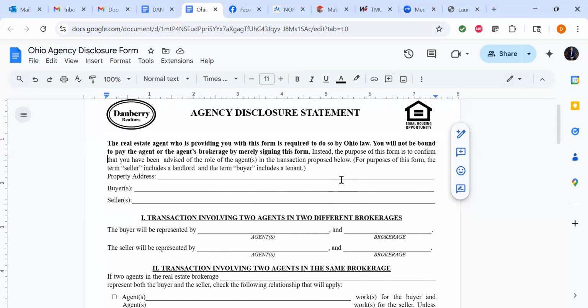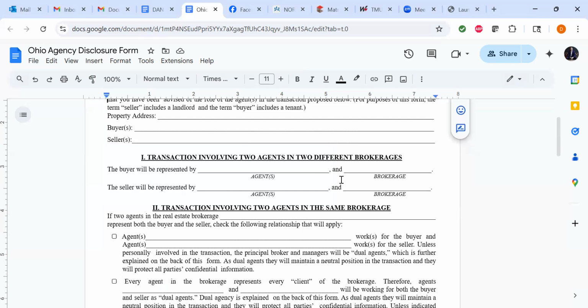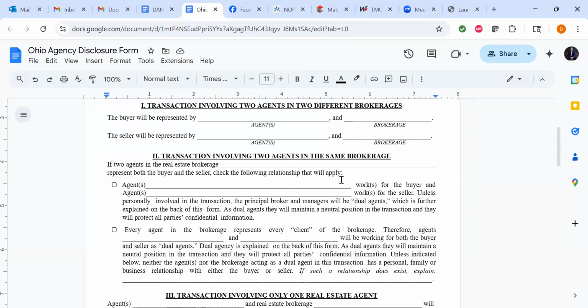The top part's simple. You're going to put in the property address, the buyer's name, and the seller's name. This is when you're writing the offer, so make sure you look up who the sellers are on the county website. Then if you are a buyer's agent and the listing agent is a non-Danbury agent, you will fill in section 1. This says the buyer will be represented by you and the Danbury company, and the seller will be represented by the listing agent and their brokerage. So again, for a transaction involving two agents and two different brokerages, you fill out section 1.